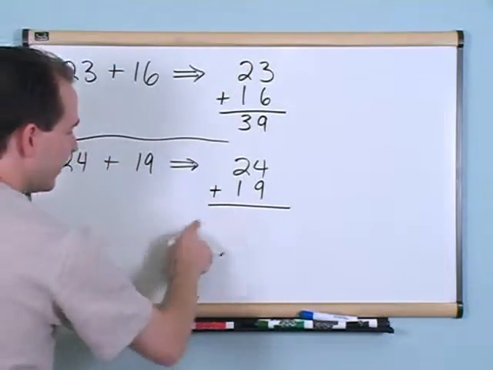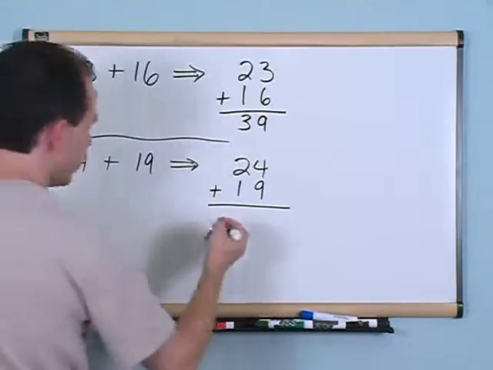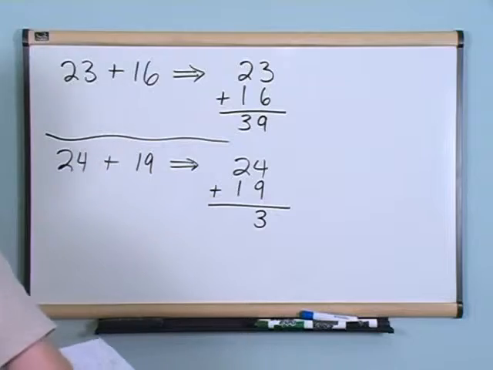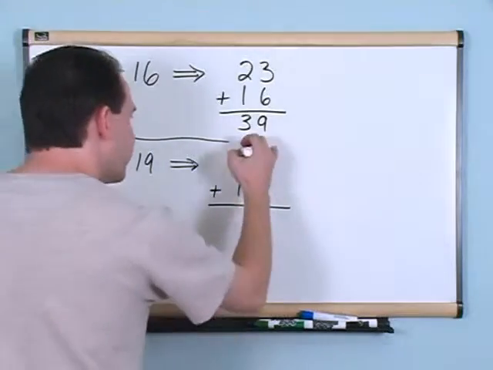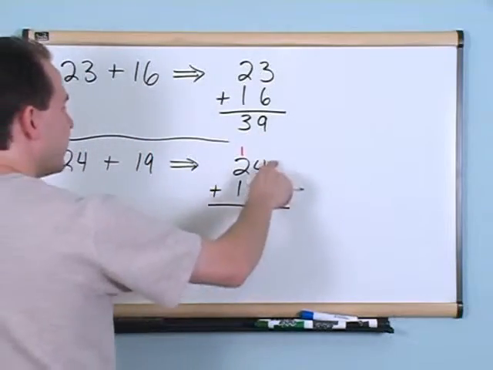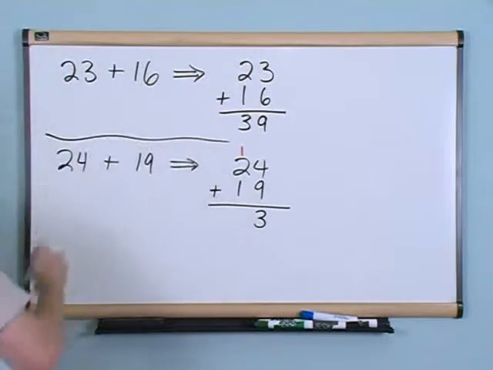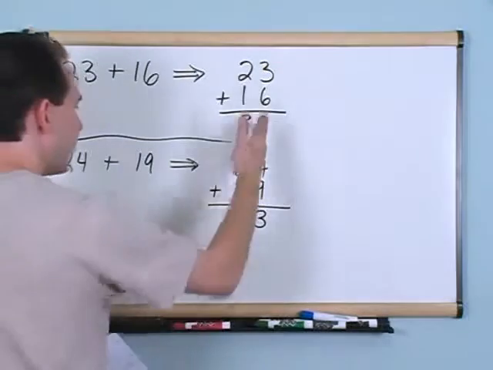But 13 is a double-digit number, so I don't want to just write 13 down. I want to put the 3 over here. Now, I've got to put the 1 somewhere. I'm not going to put the 1 down here. I'm going to put the 1 up here. So 4 plus 9 is 13. I'm going to put the 3 here and the 1 up here in the column to the left. Now we're done with that.